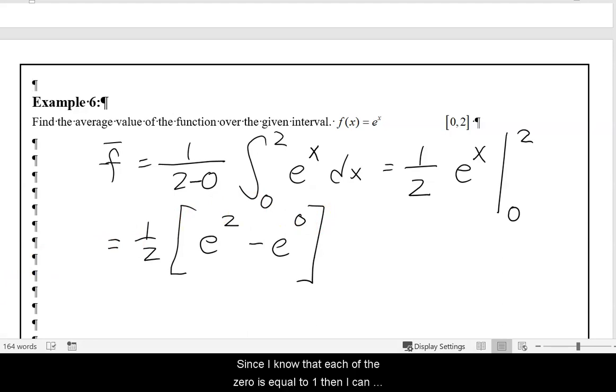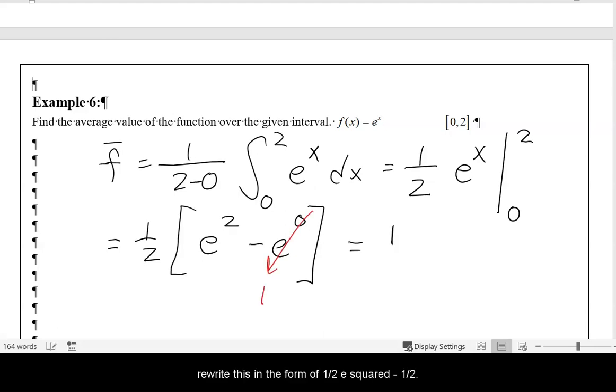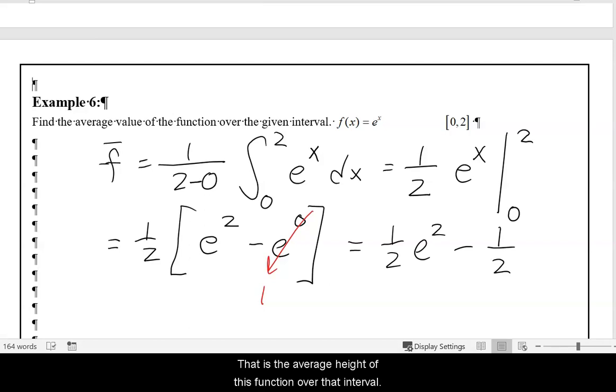Since I know that e to the 0 is equal to 1, then I can rewrite this in the form of 1/2 e squared minus 1/2. That is the average height of this function over that interval.